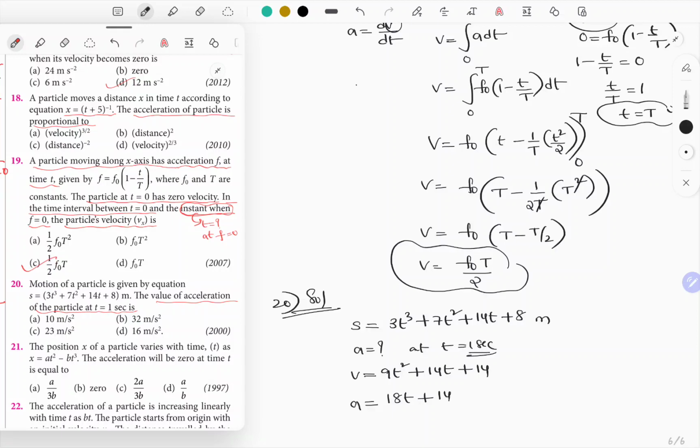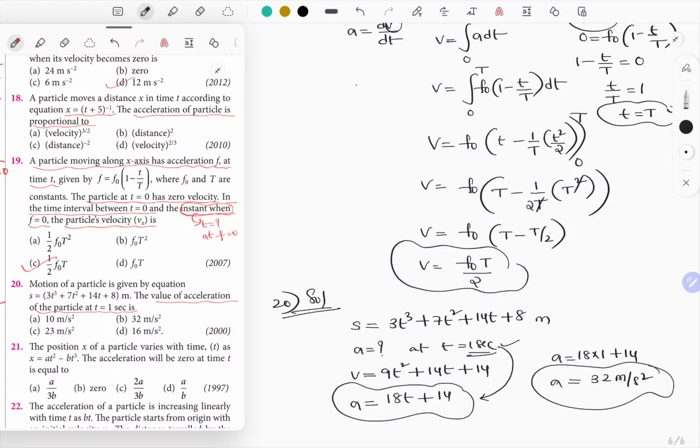Now this is the value of acceleration I got, which is in terms of t. At what value of time are they asking for acceleration? At t is equal to 1 second. Substitute that time here, then we are going to get the value of acceleration. a is equal to 18 into 1 plus 14. 18 plus 14, it is going to be 32 meter per second square. This is the value of acceleration. This is how we have to solve.